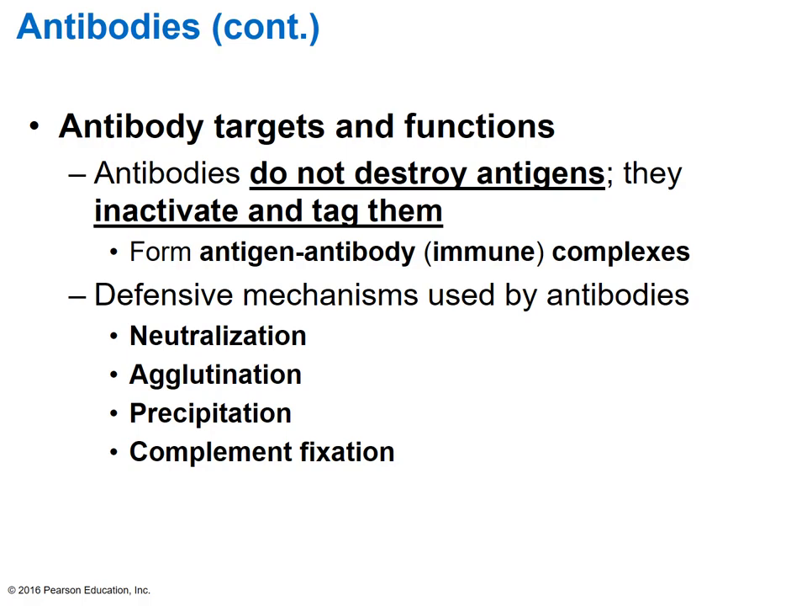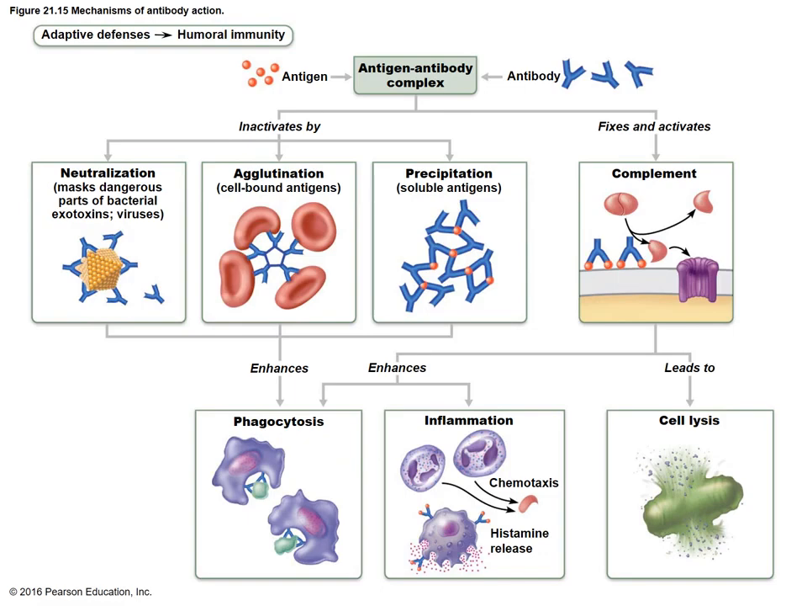So the antibodies are not going to destroy the antigen. They're just going to bind to them and form this antigen-antibody complex. And then other types of reactions or processes occur because of this. So up here you have your antigen. Here's the antibody. When they bind together, you form this antigen-antibody complex. Now it can be inactivated in a couple of different ways. It may be neutralized. Oftentimes if it's a toxin, this will neutralize it. If it's viruses, it can sometimes neutralize them.